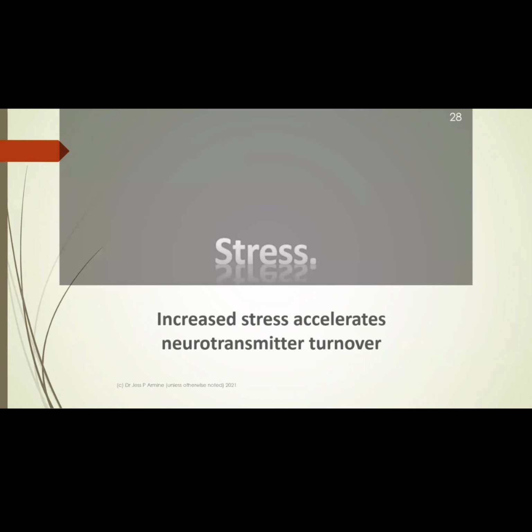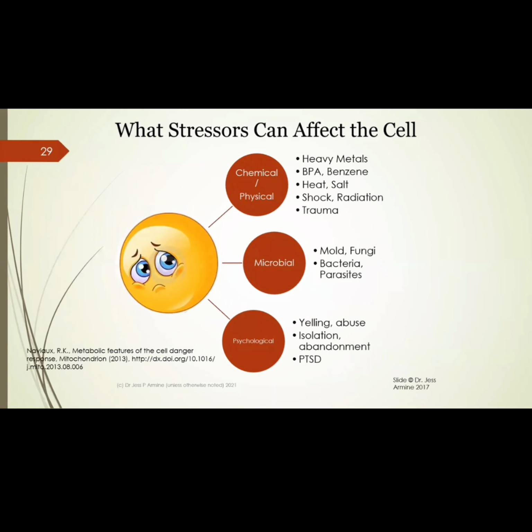Stress accelerates the neurotransmitter turnover. I said that already, didn't I? Okay. What stressors can affect that? Cell danger response stressors are those things that will injure the cell in equal measure. So we already know about heavy metals and heat, salt, that kind of stuff. We all know about mold, fungi, bacteria, parasites, and please, in your mind, put viruses in there. I forgot. But all the psychological, emotional, and spiritual things that we face can injure the cell just as much as chronic Lyme disease.